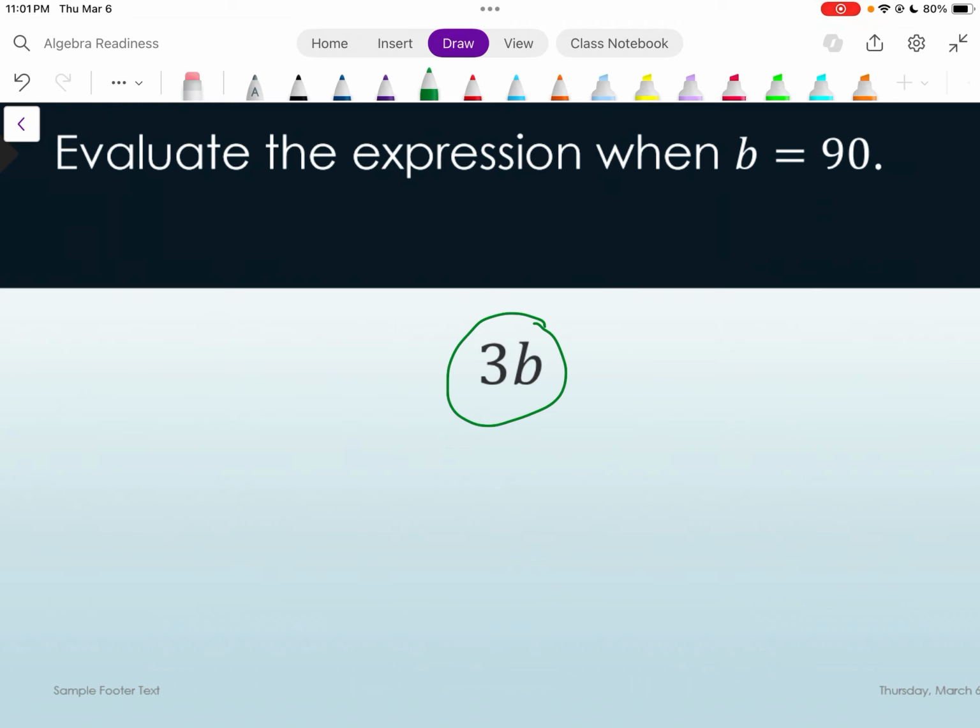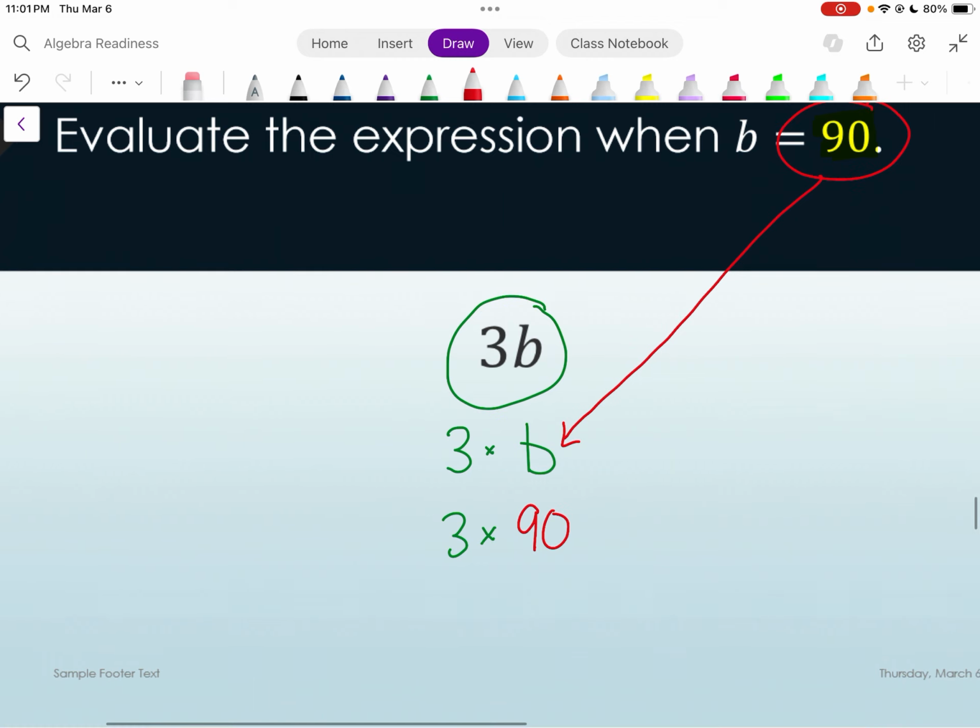So when we write 3b, what this actually is telling us is we have 3 times b. And in the description of the problem, they told us that b is equal to 90. So we are going to take that 90 and plug it in for b. So now, instead of 3 times b, we're going to have 3 times 90. Good. Then you evaluate or solve the problem.